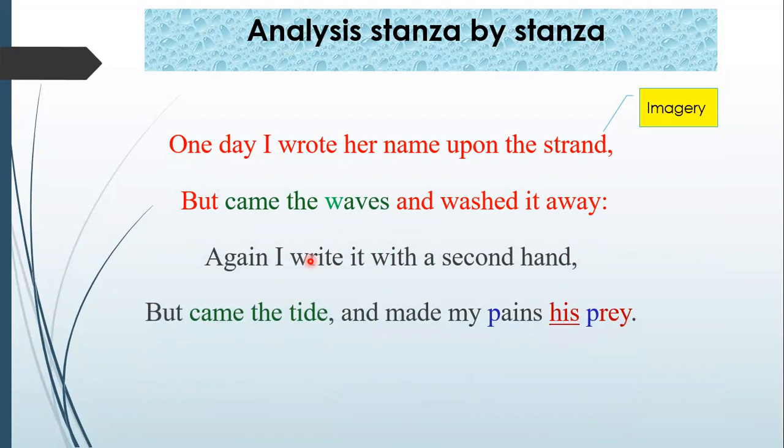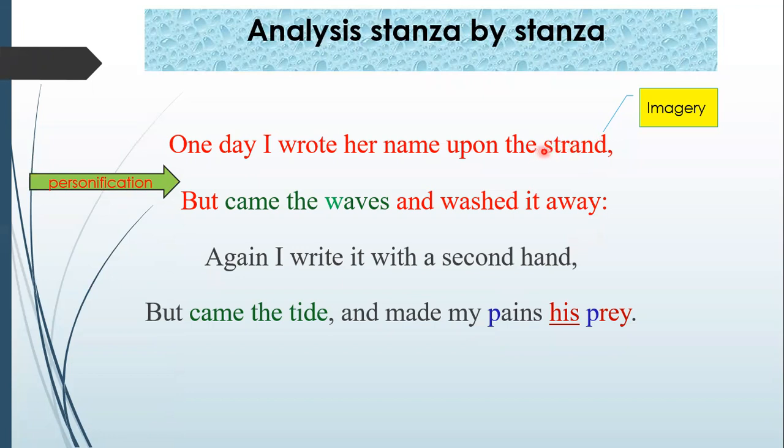So one day I wrote her name upon the strand, but came the waves and washed it away. Again I write it with the second hand, but came the tide and made my pains his prey. So we can just look at the first line here, and the second line, sorry, we have personification. But in the first line, we have imagery.